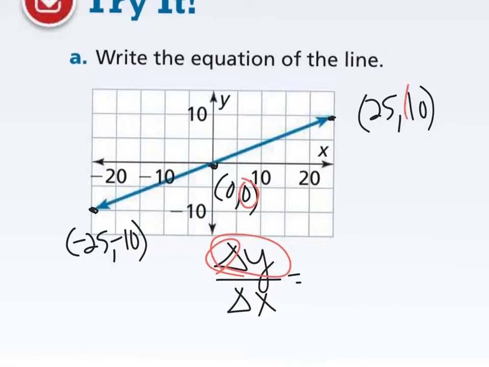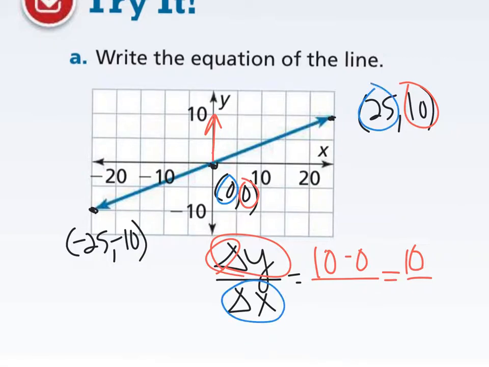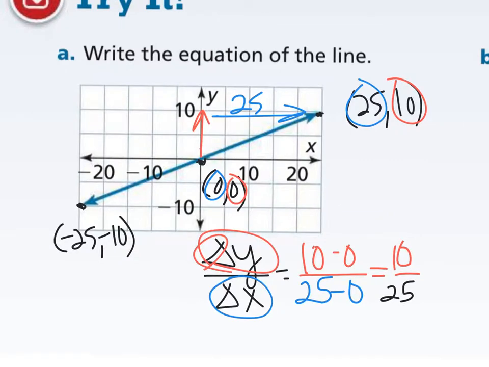So if we look at our y values here, we went from 0 to 10. So our change in y would be 10. Again, you could get that by taking 10 minus 0. Change in x, our x value went from 0 to 25. So our change in x would be 25. Again, that would be 25 minus 0, which is 25. So we went up 10 and over 25.